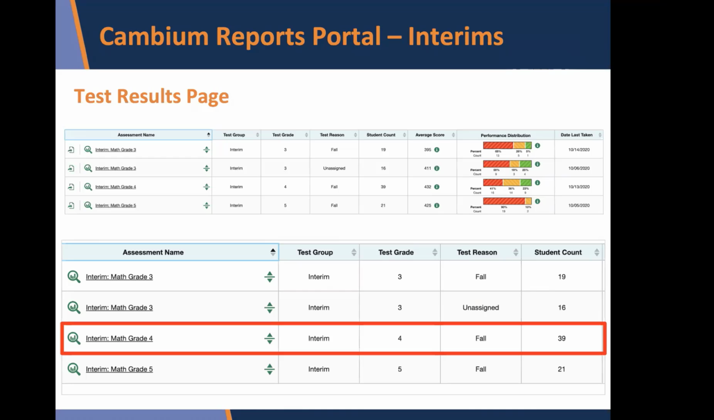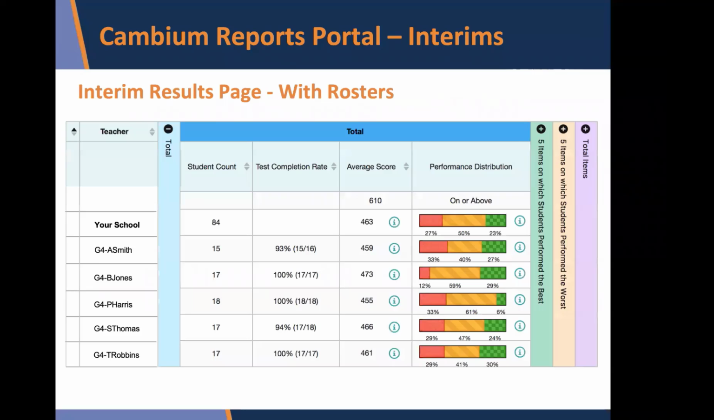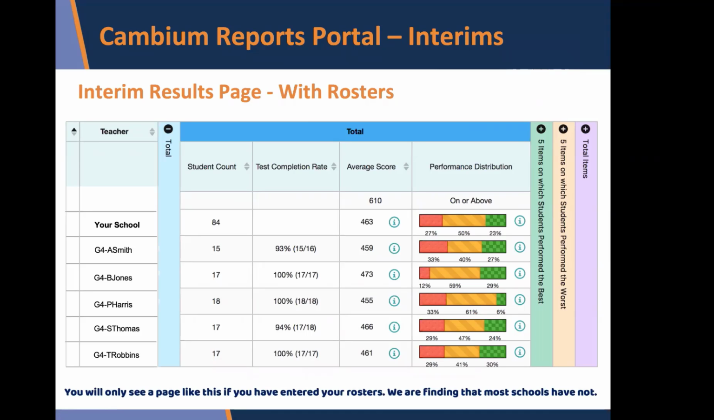So if I'm looking at this interim math, you can see with the number of students here that it's probably 2 classes, maybe 3, that all have the same test reason. So I'm going to drill into there and select what I wanted to view. So here they are here, right? So I'm going to choose grade 4. If I had rosters, they would show up here with each specific teacher's name, and their particular classroom would be kind of separated out if I wanted to. Most people we're finding didn't do rosters for the interims. So we're finding that most schools don't have them.